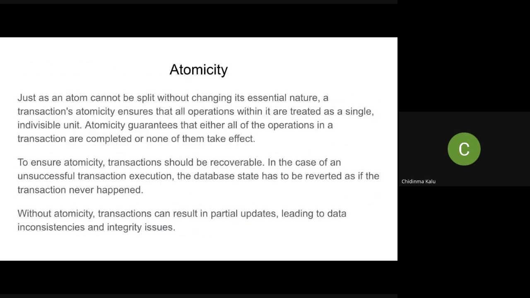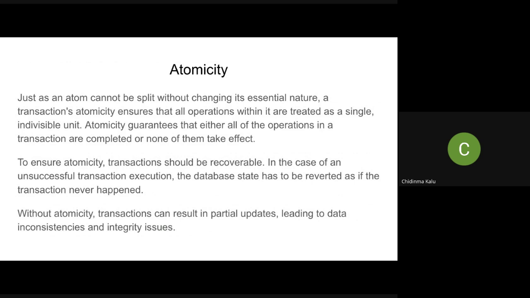So now we're going to recap what ACID means, just in case some of us have forgotten or just need a refresher. When I read this, I said, just as an atom cannot be split without changing its essential nature, I had to go research, can an atom now be split? And apparently it can. So that's me digressing.